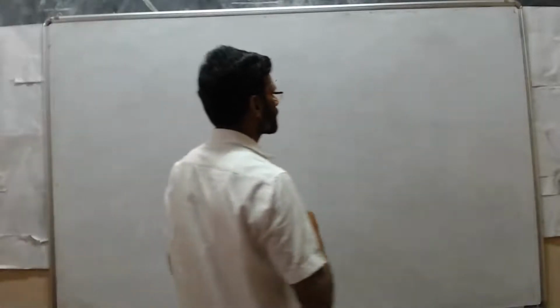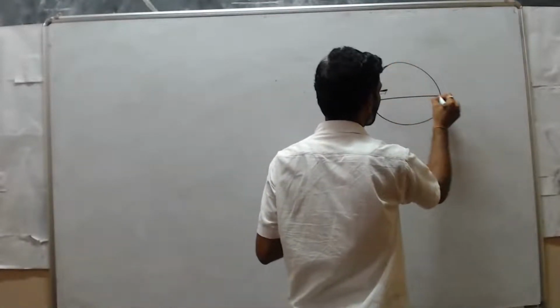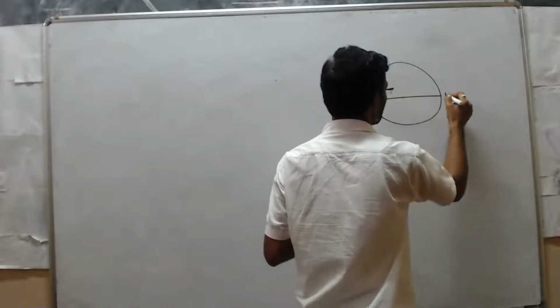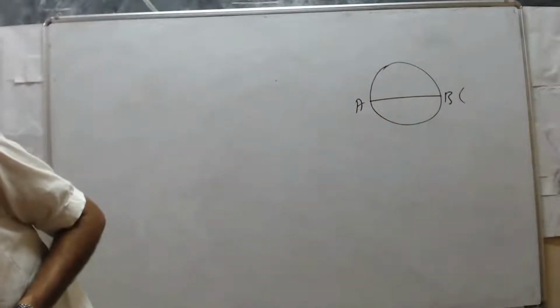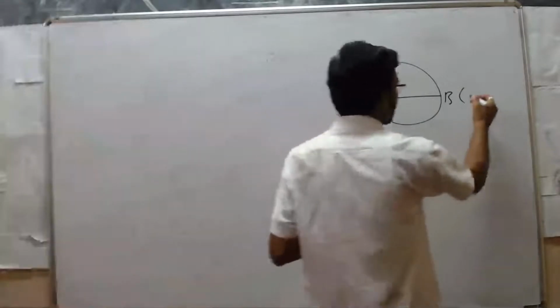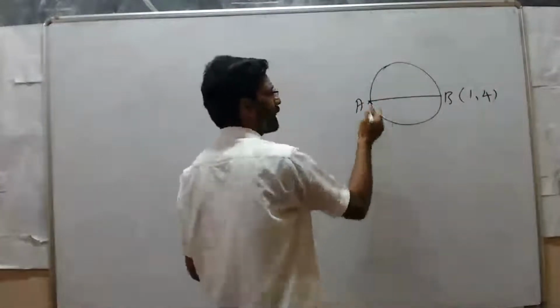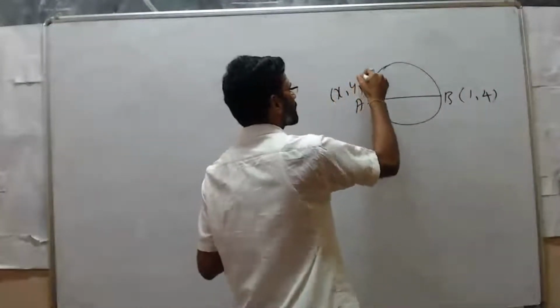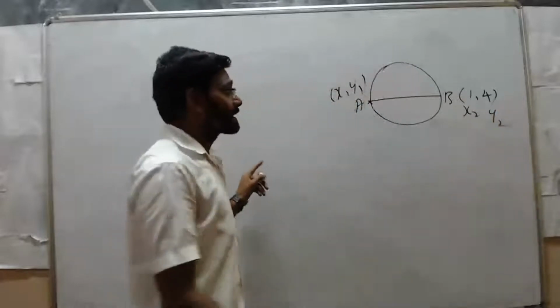Okay, now it is considered as a circle. Now AB is the diameter. It is A, it is B. Sorry, the coordinates of B are 1 comma 4. Then we have to find the coordinates of A, which is considered as x1 y1. B is x2 y2. And the center is given.